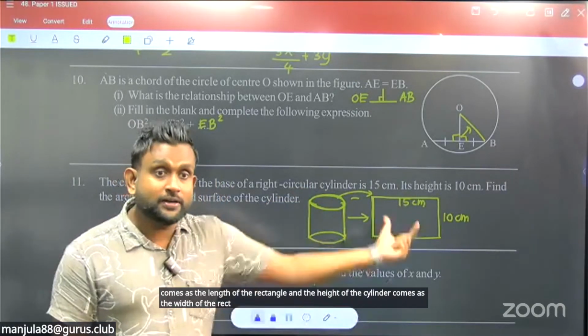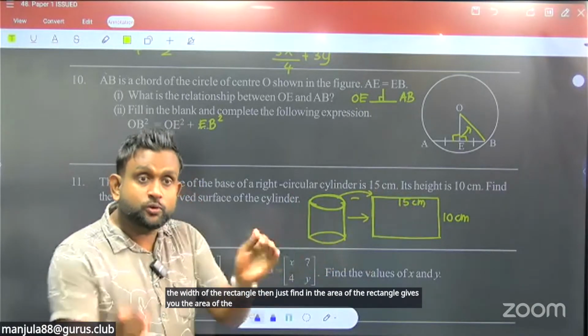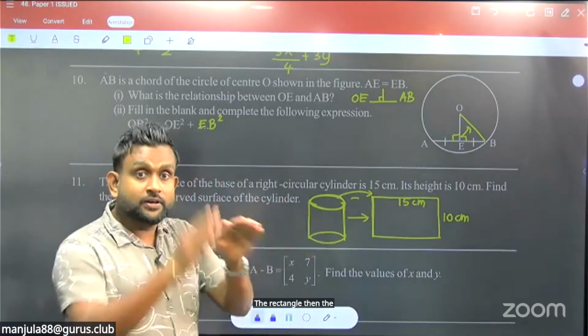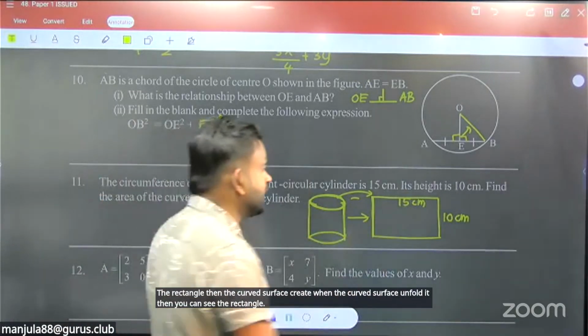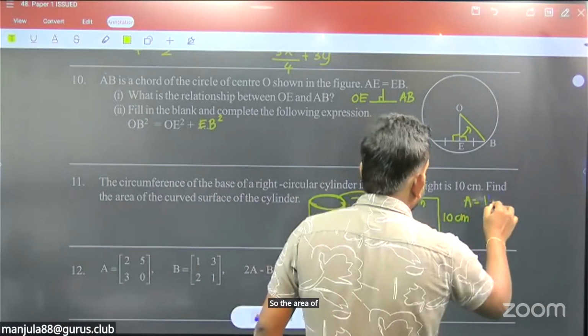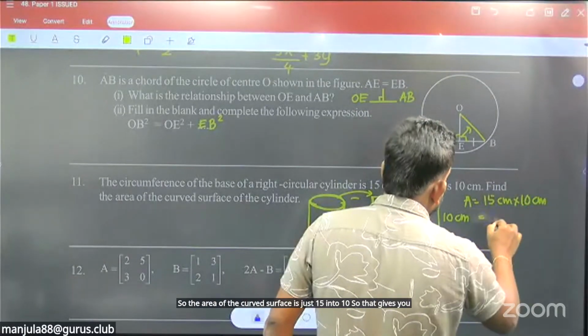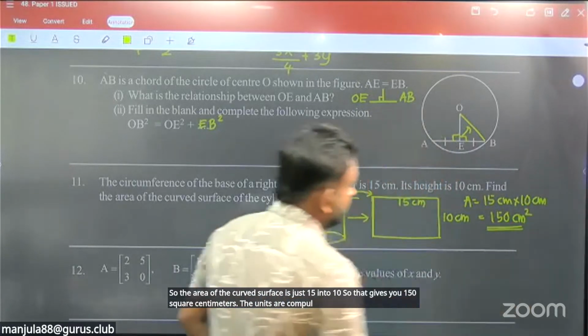Then just finding the area of the rectangle gives you the area of the curved surface. When you unfold the curved surface, you can see the rectangle. So the area of the curved surface is just 15 into 10. That gives you 150 square centimeters. The units are compulsory when the units are given.